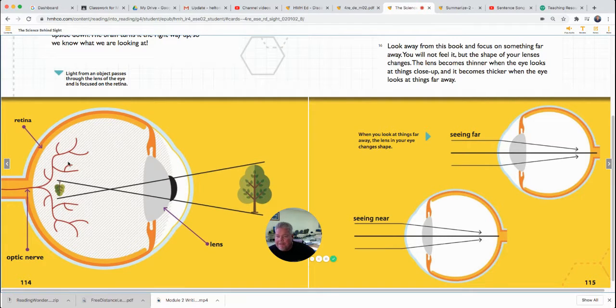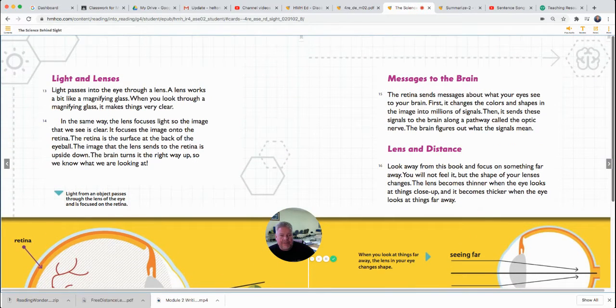All right. So here's a tree. If you were looking at a tree outside, the light is shining on the tree, and so the light comes into your eye through the pupil and goes through the lens, and the lens makes it back upside down on the retina, but then these nerves that go to your brain turn it the right way up so you can tell what you're looking at. Isn't that interesting? Let's look at the next page.